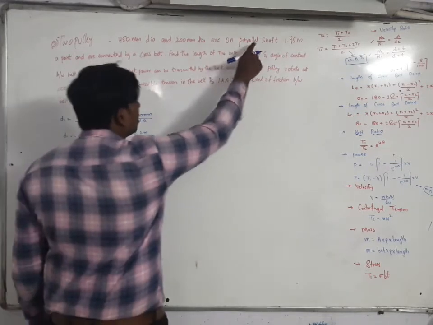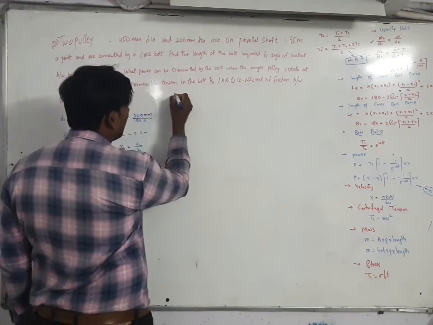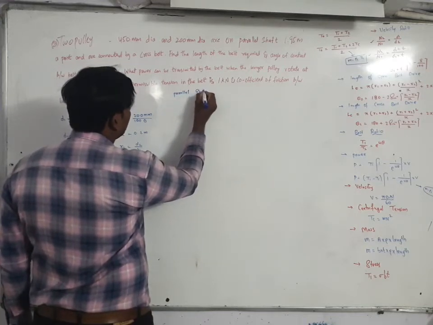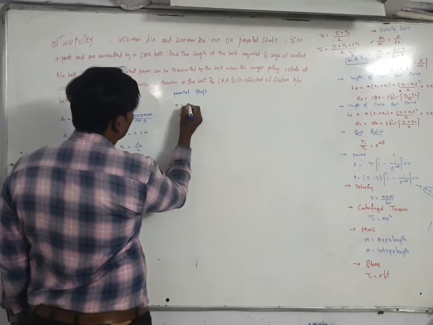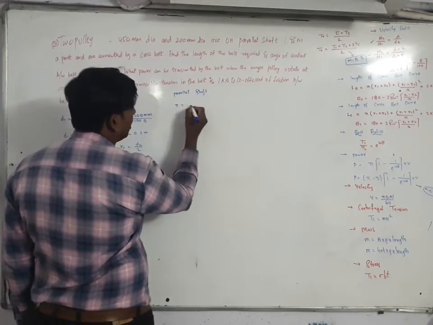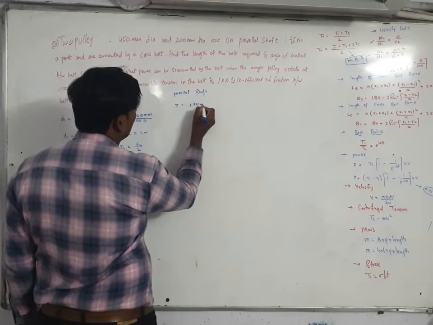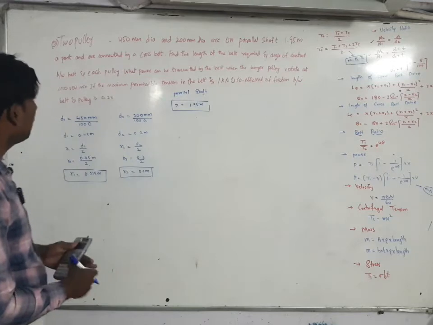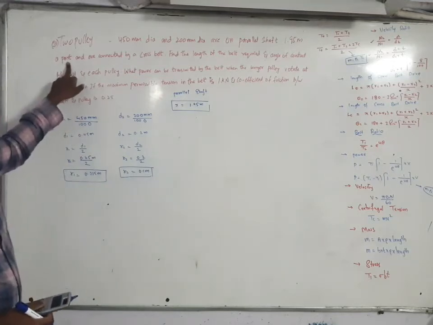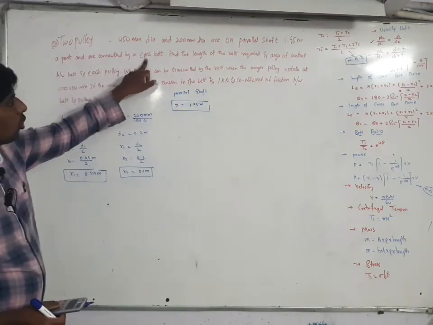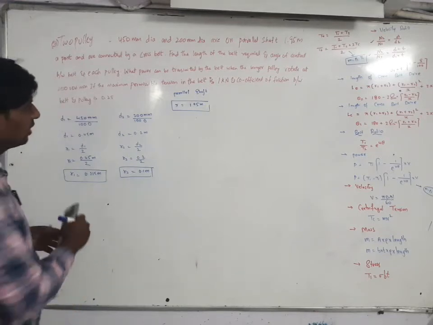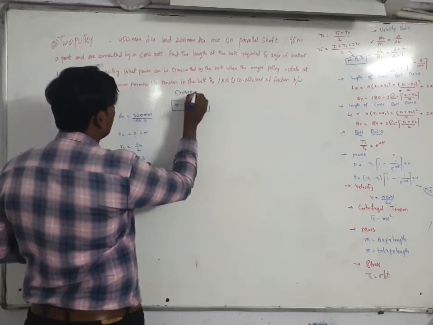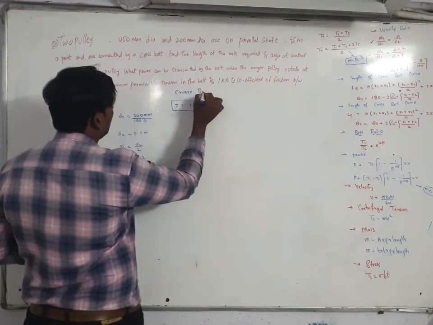After that, what is mentioned here? Parallel shaft, P-A-R-A-L-L-E-L. Parallel shaft is given. Now x is equal to how much? 1.95 meter is given in your question. 1.95 meter apart. Apart means x, connected by a cross belt. Which belt is given? Cross belt. So here you can mention that a cross belt connection is given.